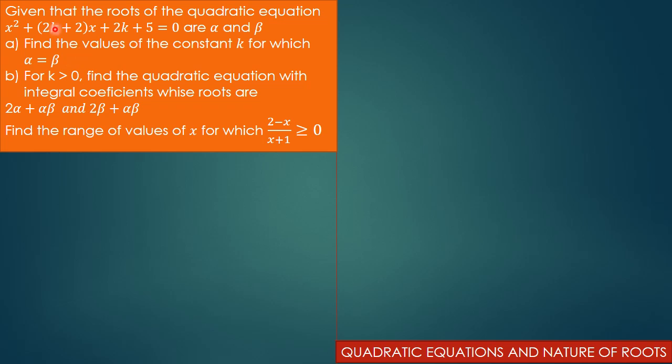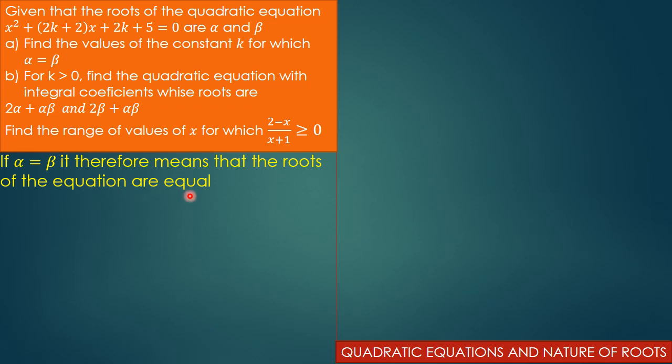The first part has given us a condition that alpha is equal to beta. So friends, if alpha equal to beta, that therefore implies the roots of our equation are equal. Keep in mind that the roots are alpha and beta. If alpha is the same as beta, that therefore means that the two roots are the same. And friends, when the two roots are the same, we obviously have the discriminant, that is b squared minus 4ac, equal to 0.